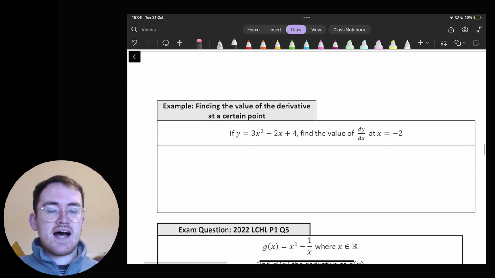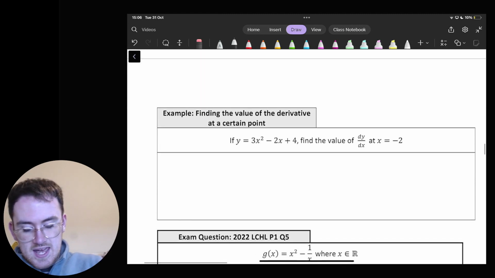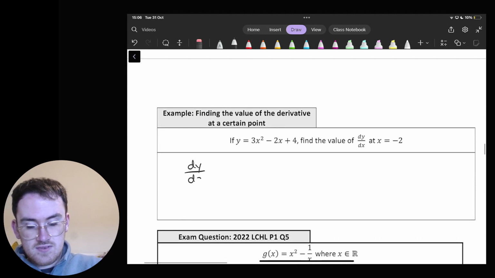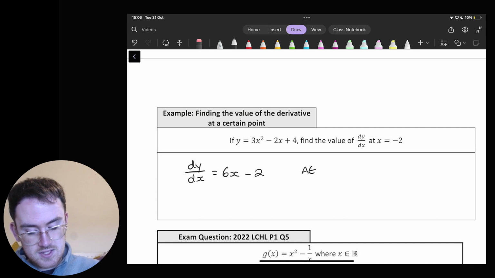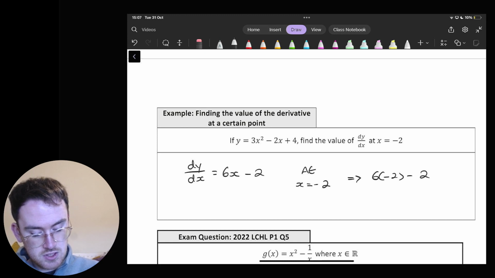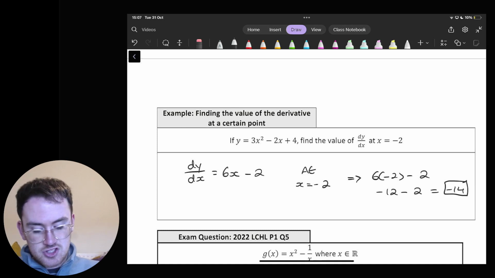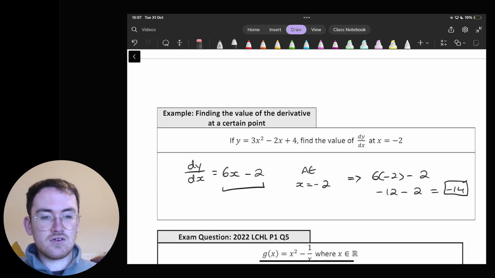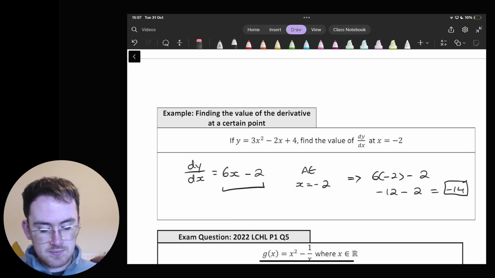I suppose the last thing we can have here is just that extra step of maybe finding the derivative at a particular point. So say I calculate my derivative here, I might want to know what the value is when x is minus 2. And that gives me 6 times minus 2 minus 2, which is minus 12 minus 2, which is minus 14. So I've found a general formula for the derivative, or for the slope, and then I find it at a particular point by substituting in.